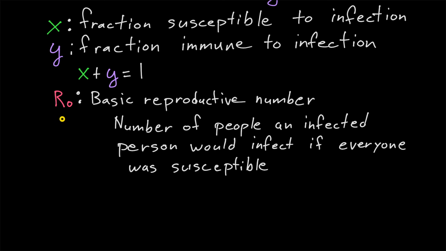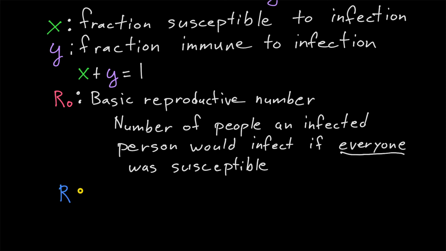So if the R naught value is something like 2.5, that's what it would be like on average. That means that if you had 100 people infected, on average, these 100 people would infect 250 other people. Now, this is the basic reproductive number. So this number assumes that everyone in the population is susceptible. This is different from the R value.